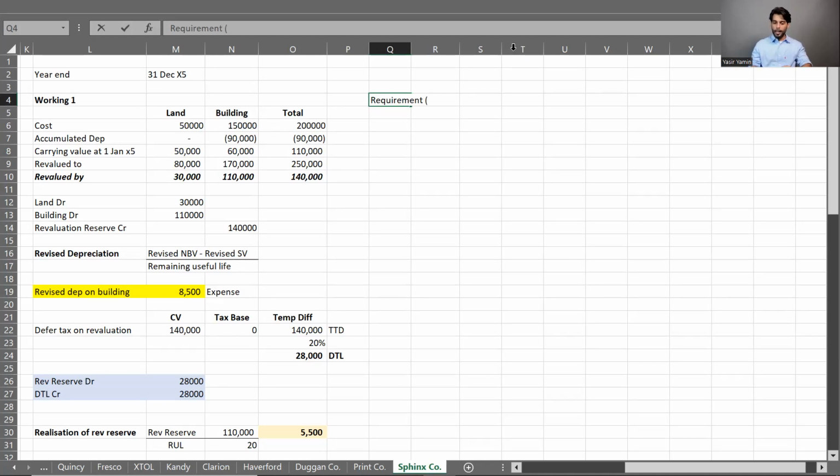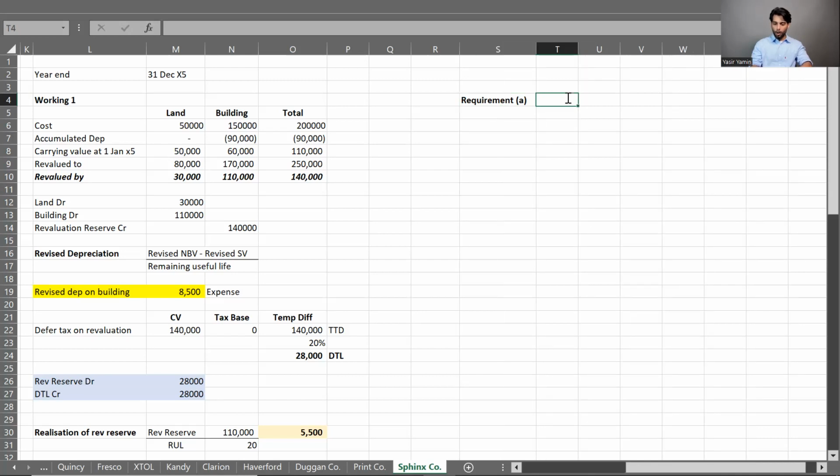And this requirement A is basically the schedule of adjustments to profit or loss. Schedule of adjustments to profit or loss. Simple. And how do you do that? Does anybody know how do we do that?